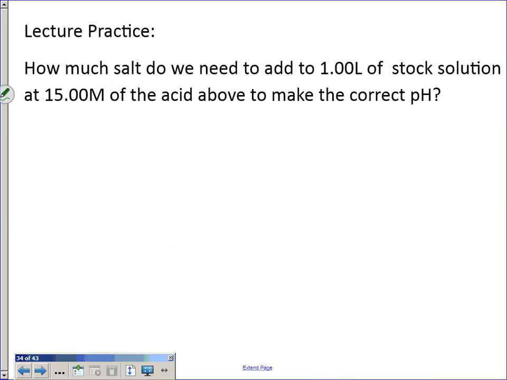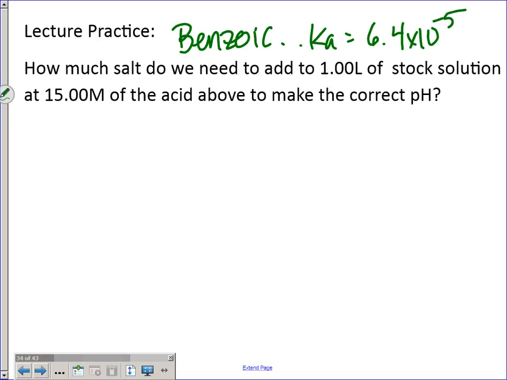Okay, so I want to make this buffer. First off, using the buffer component we just decided, which was benzoic acid, right? Using that, how much salt do we need to add to 1 liter of the stock solution of the acid that we just decided upon? So you guys said the acid was benzoic. What was that Ka? 10 to the negative fifth, okay? So I want you guys to decide on how to make a buffer with a salt that has benzoate in it to make the correct pH. What was the pH? Sorry, 4.3.